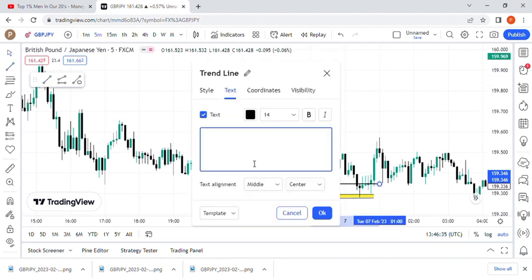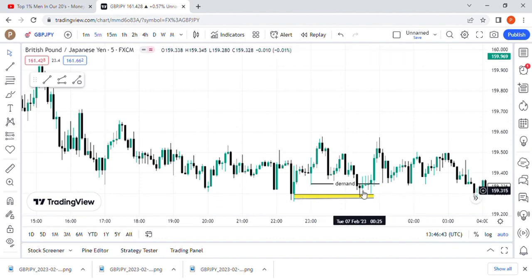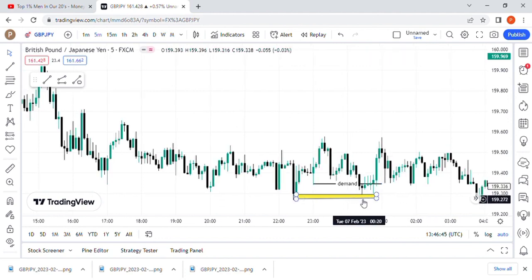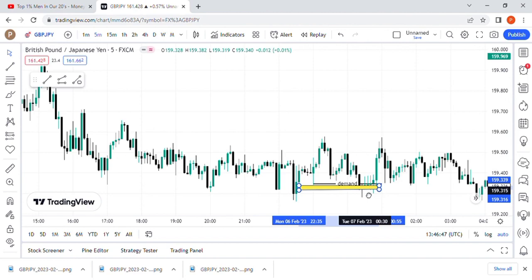Then before you execute. There's a whole lot of ways to trade supply and demand, but I think this is the best: trading supply and demand on a lower time frame. You can never go wrong with it.